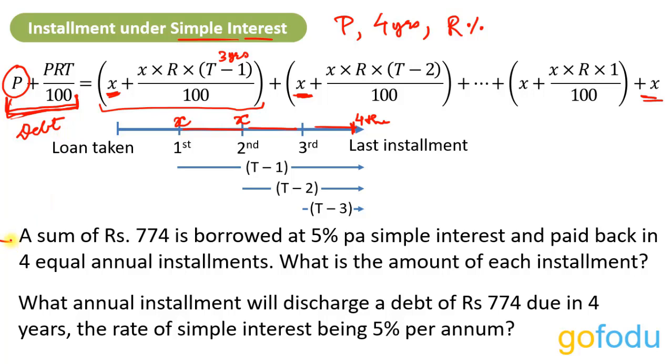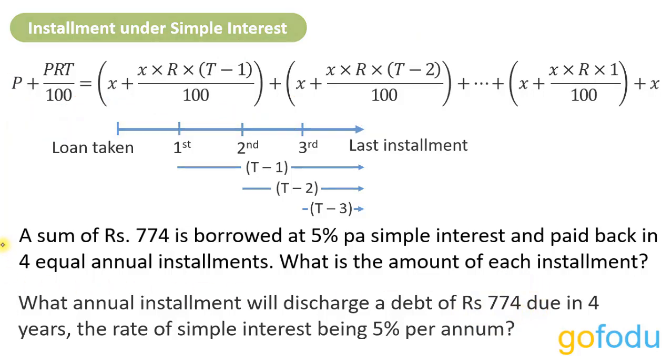So here in this first case, the sum of rupees 774 is borrowed. So 774 here is the principal, the P that is borrowed from the bank. In the second case, what annual installment will discharge a debt of rupees 774. So this here is P plus PRT upon 100. This is the amount that is given to you that needs to be repaid to the bank. Okay, let's solve this first question.